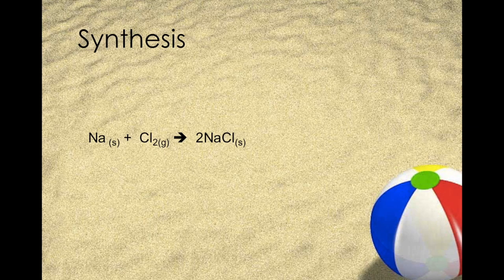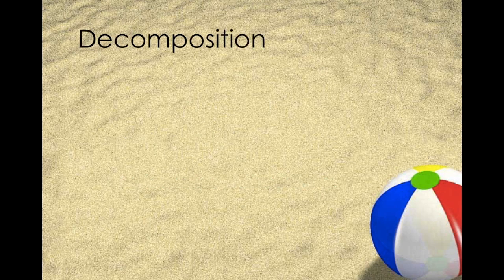I just have two different more types of reactions to talk about. First is synthesis. So in a synthesis reaction, two chemicals combine to form one. So for example, if we react sodium and chlorine to form sodium chloride, we started out with two different elements, and we end up with a single compound. So this is a synthesis reaction.